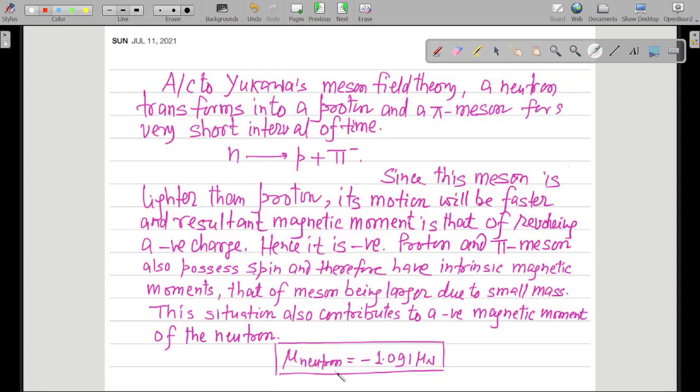So mu neutron is equal to minus 1.091 mu n. Overall, if you look at the neutron, the pion will contribute very high. So overall the magnetic moment of the neutron will be negative because of this pi minus pion. The magnetic moment of the neutron is equal to minus 1.091 nuclear magneton. So that is the magnetic moment of the neutron.